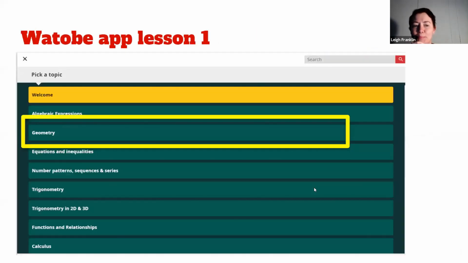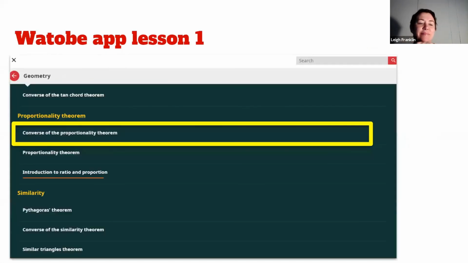All right, so the homework that we're looking at, I'm hoping I got it right today. We're going to go onto the Watobe app, go to geometry, and then this time we're actually going to be looking at the converse of the proportionality theorem. I got it right today. You did get it right.